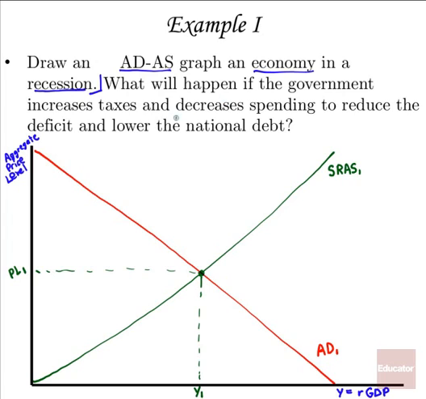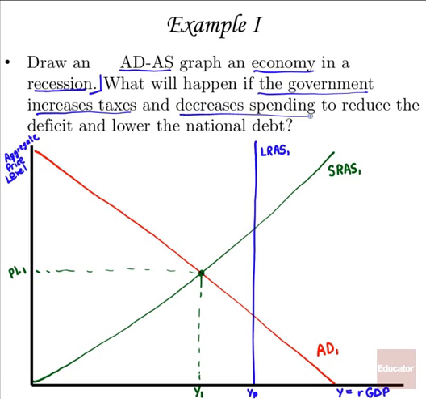What will happen if the government increases taxes? Now keep in mind it's in a recession here, so the potential is going to be greater than the current output here. So the long run aggregate supply curve is going to be a vertical line to the right of Y1 and label this YP. And this is going to be the LRAS. Put LRAS1. And so you're in this recessionary gap here. What will happen if the government increases taxes and decreases spending to reduce the deficit and lower the national debt?